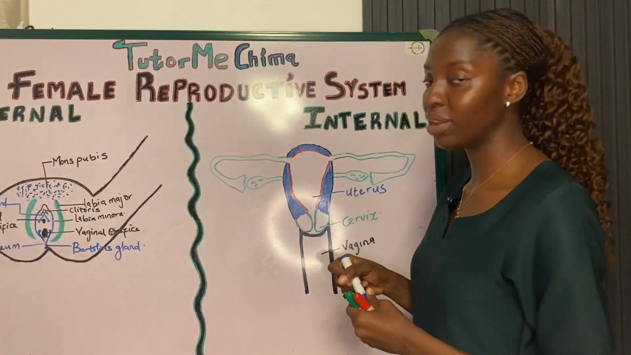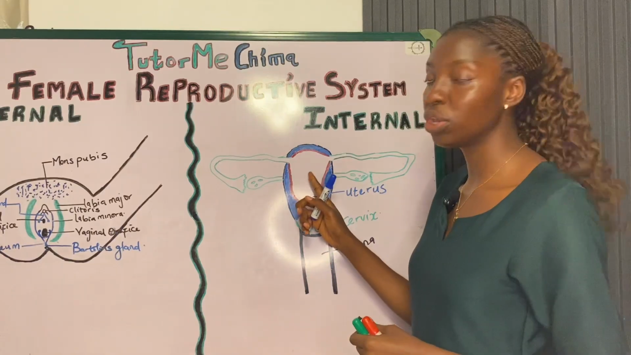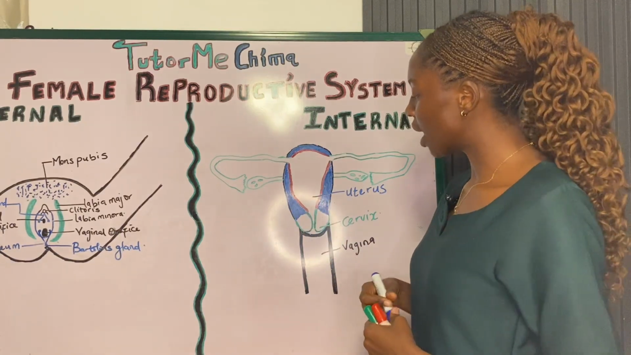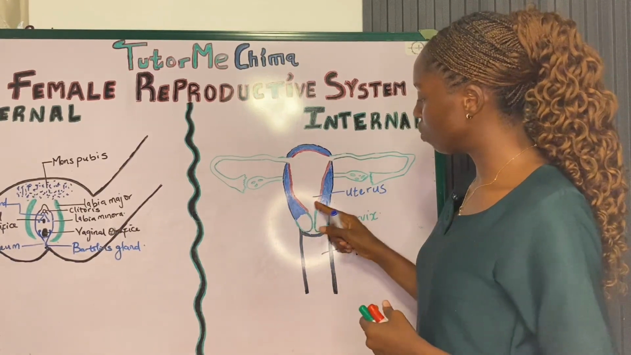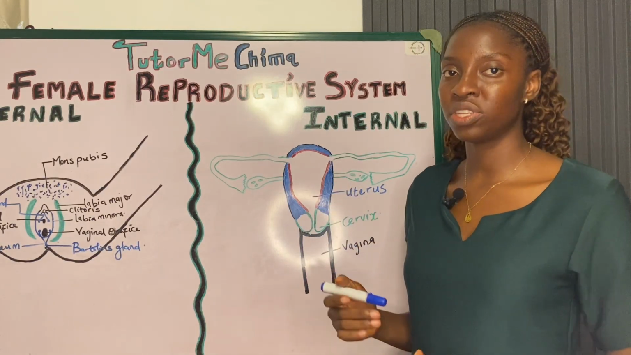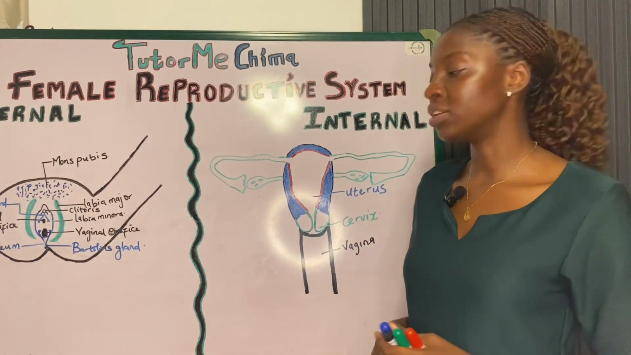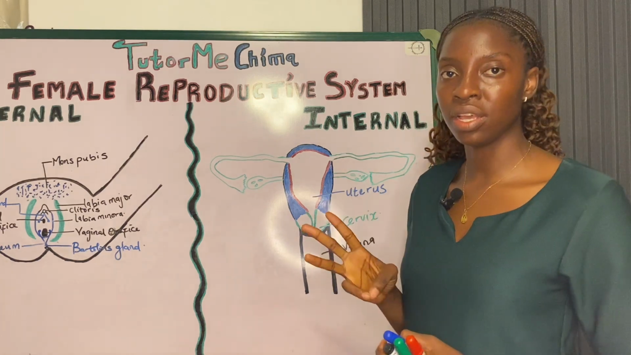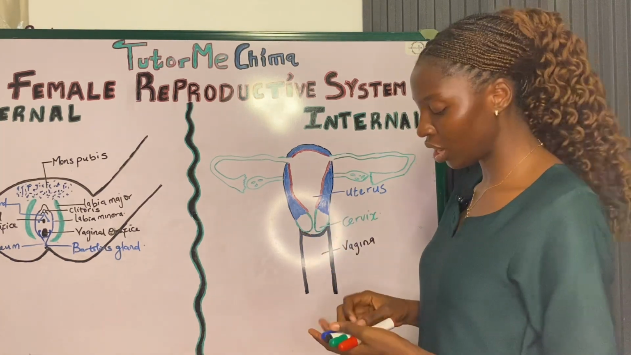The uterus, this is where the baby actually implants, the baby actually grows. Okay, and if you look very well, you will see that the walls of the uterus, I used 3 colors to represent it. What I'm trying to tell you is that the uterus has 3 layers. Okay, it has 3 layers.